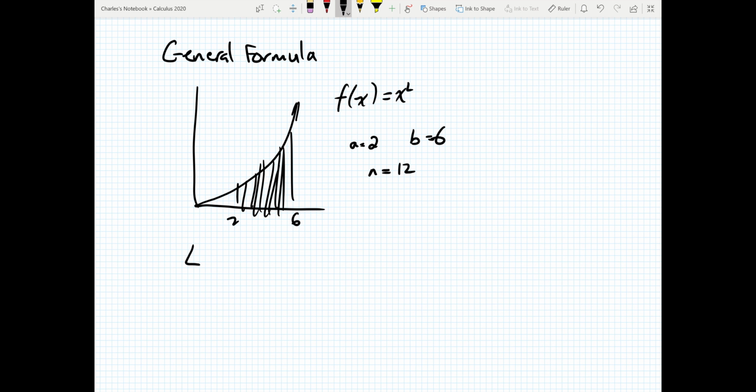And I'm going to do, let's say, the left endpoint rectangle first. Well, calculate the width of the total space first, which is 4, and then the width of 4 divided up into 12 rectangles is going to be 4 divided by 12, or 1/3. And then I would have to multiply it by f of 2 plus f of 2 1/3, and so on. And the last one would be 5 2/3.